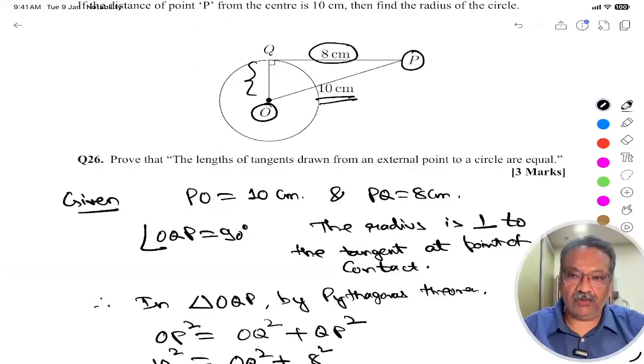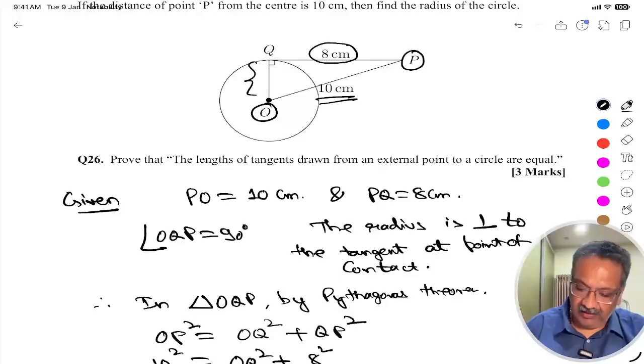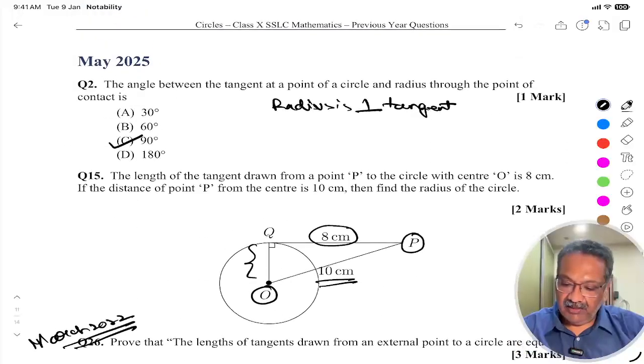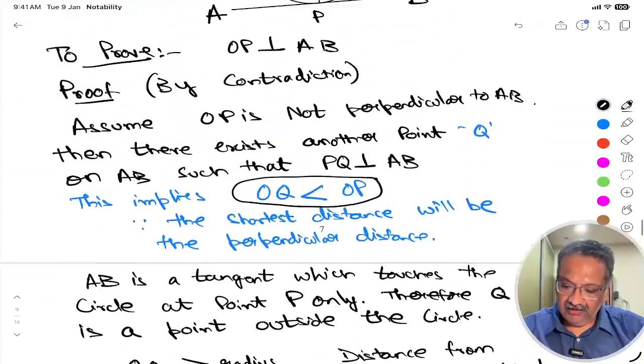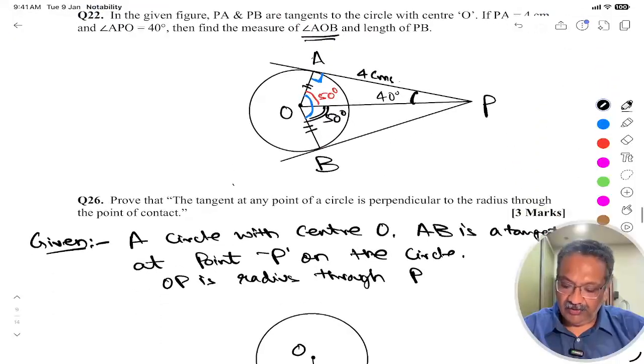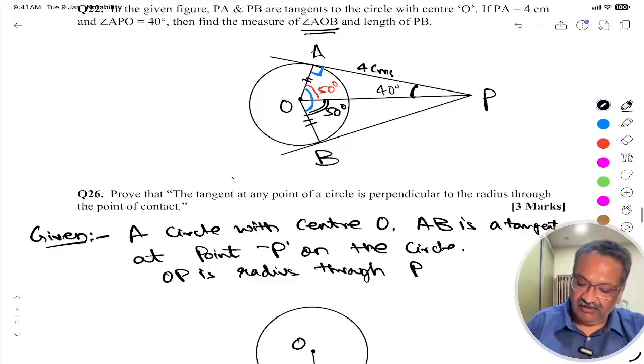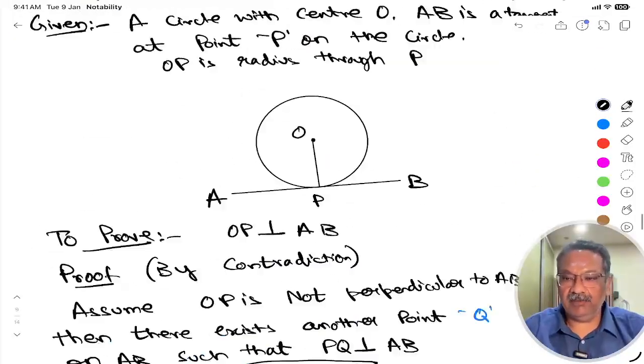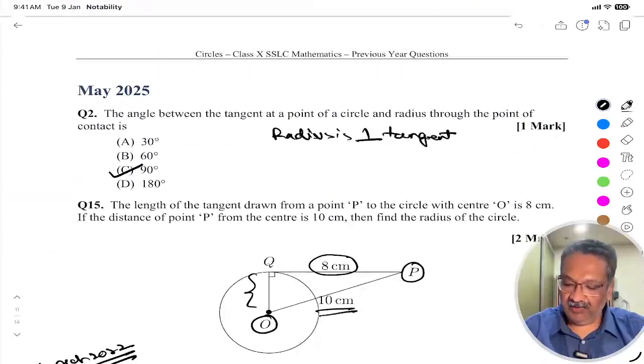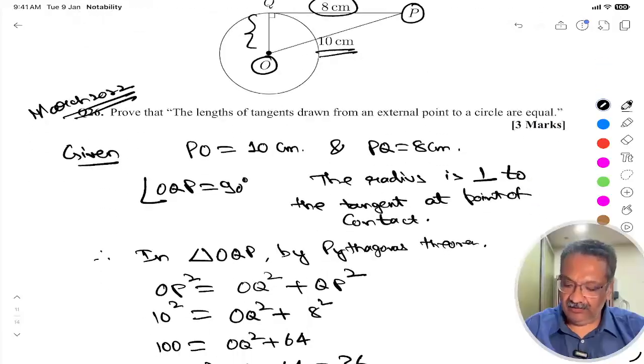Next, one more 3-mark question, but again they have repeated this. Prove that the lengths of the tangents drawn from an external point to a circle are equal. So, this is similar to March 2022. See, in the first paper only, in March 2025, they have asked the first theorem. In all the other papers, they have asked the second theorem only. Okay.